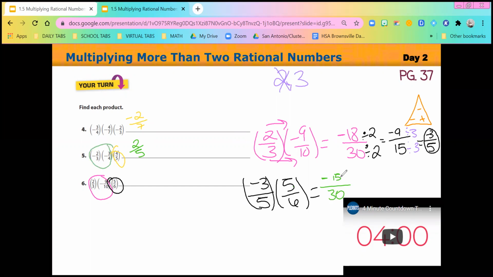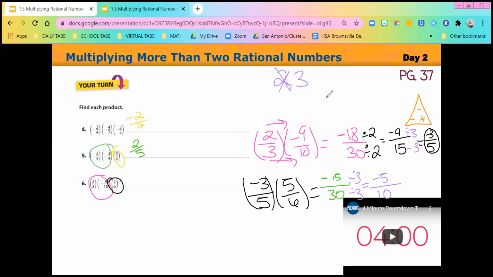Let's see 3. Negative 15 divided by 3. Yes, that would work. And then 30 divided by 3. Yep, that one works too. All right, so let's start dividing both the numerator by 3 and the denominator by 3. So then I have negative 15 divided by 3 is negative 5. 30 divided by 3 is 10. All right, cool. So now we have an even smaller fraction than before.